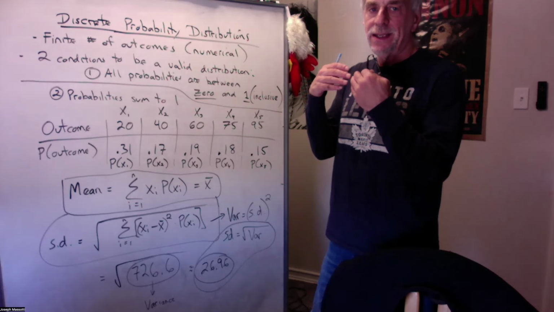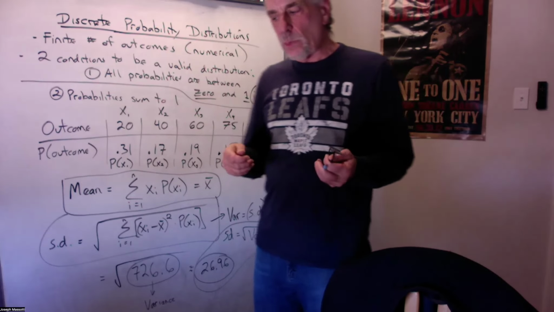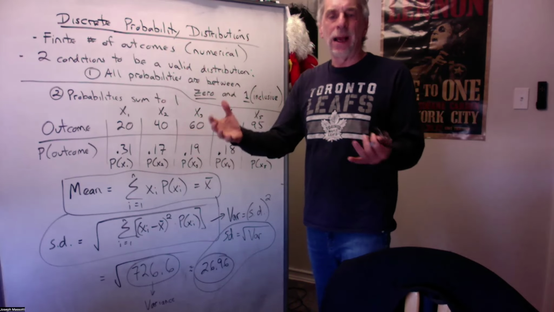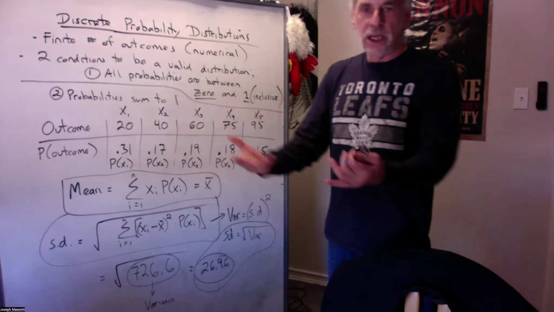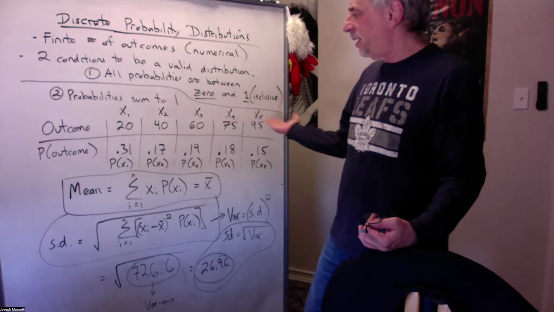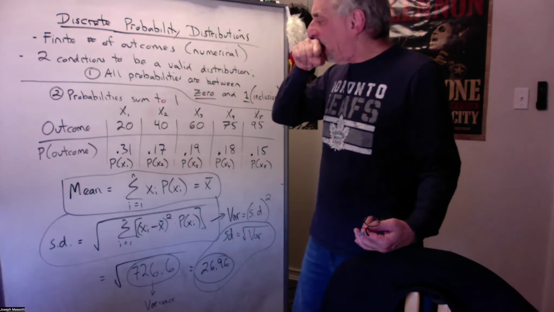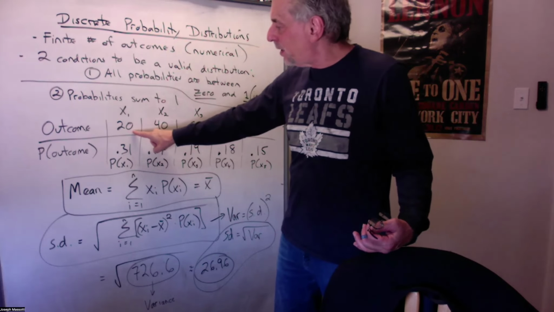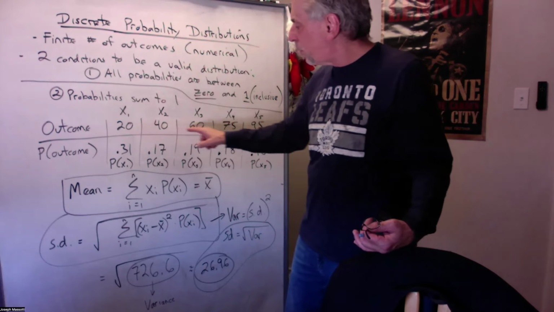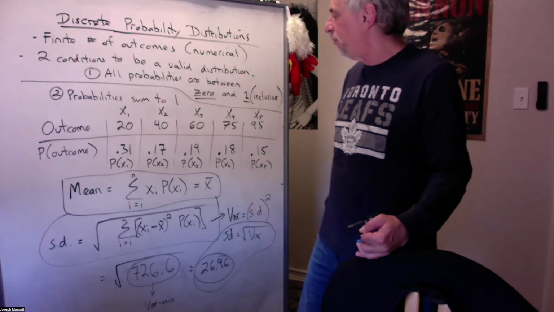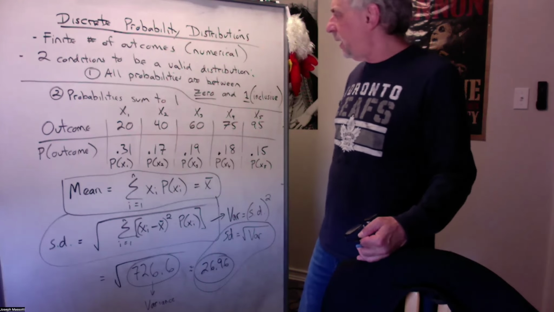So basically, this is the distribution of probabilities of possible outcomes of some experiment, something that's happening. In this case, I just made some numbers up. Let's call these test scores. Let's say the only possible test scores on this test, you can either get a 20, a 40, a 60, a 75, or a 95. Those are the only possibilities, just for argument's sake.